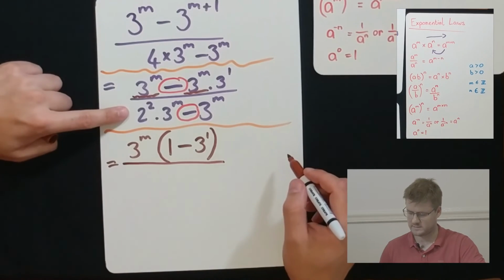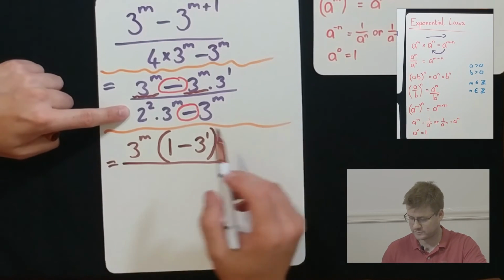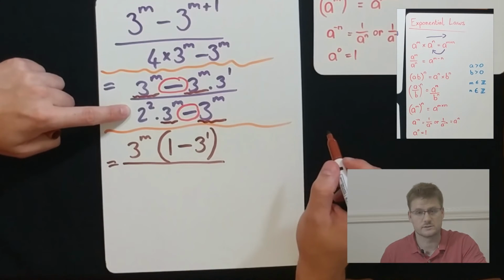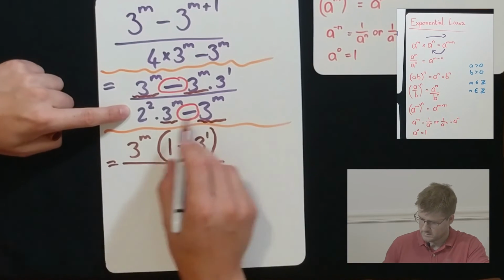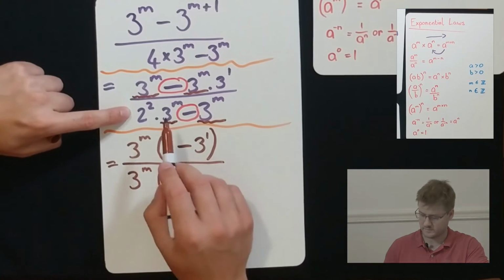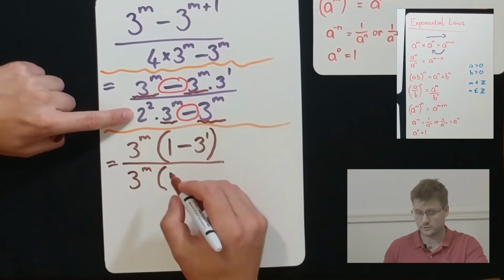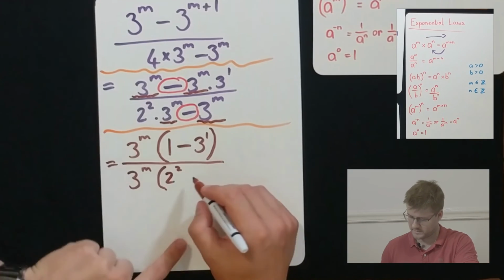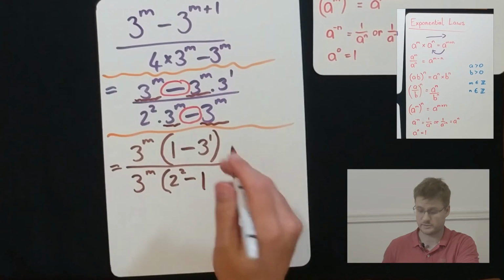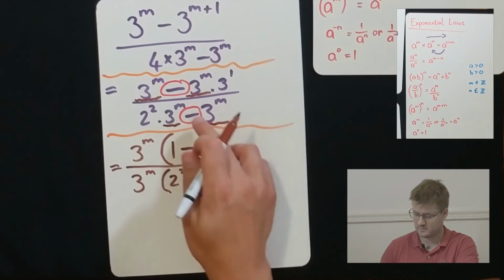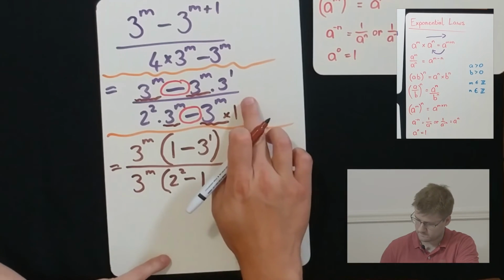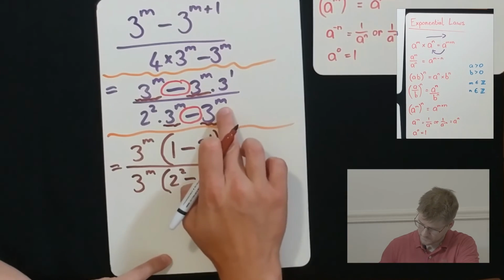In our denominator now, we're going to do the same thing. We're going to factorize, and we see that once again, our common factor is this 3 to the power of m. So if we take that 3 to the power of m out of the fraction, what's left behind? We have 2 to the power of 2 minus nothing, or 1, because when we take 3 to the power of m out of there, this is just silently multiplied by the 1, which will be left behind.